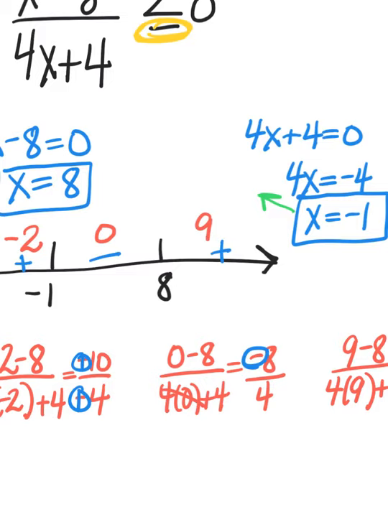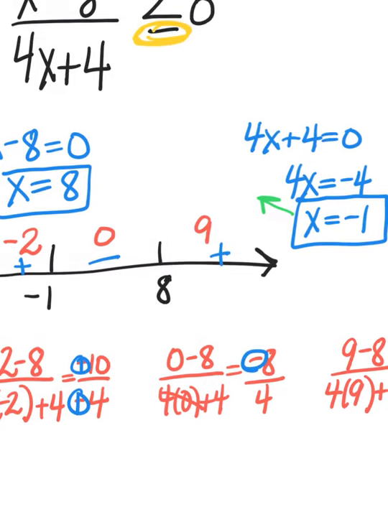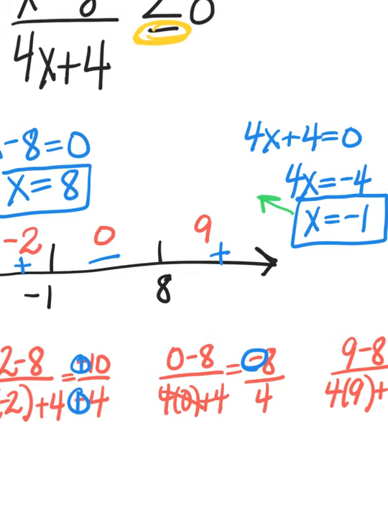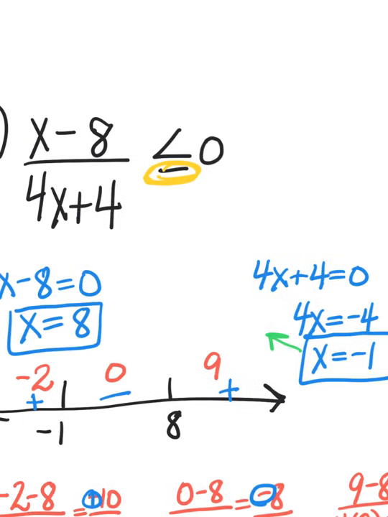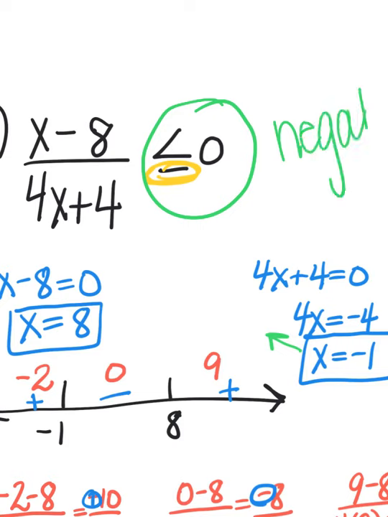Okay, so now let's go back and look at what our inequality needs to satisfy it, whether we need negative outputs or positive outputs. So this inequality says less than or equal to 0. So less than means negative. So we're looking for our negative outputs, which happen to be in the middle. And we know because we have this equal to bar, we need to put a bracket.